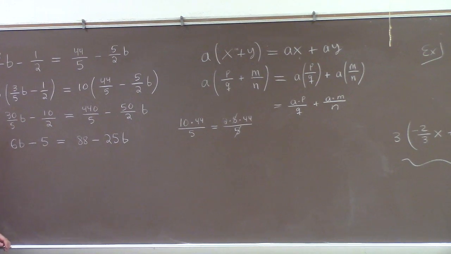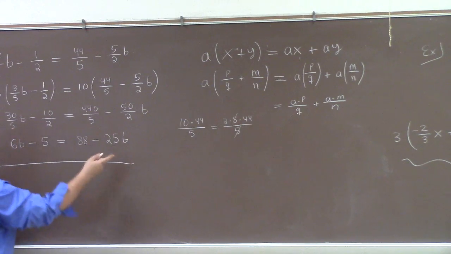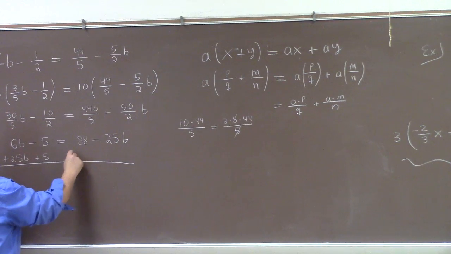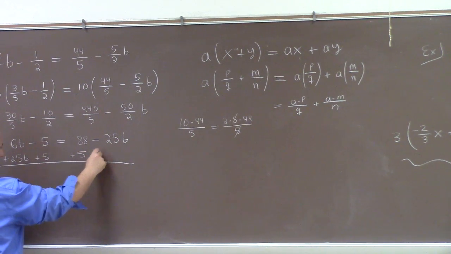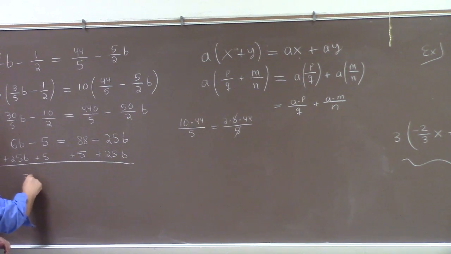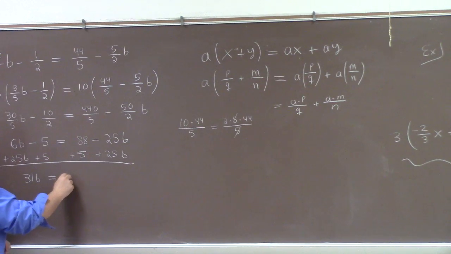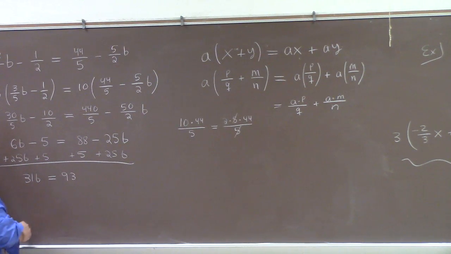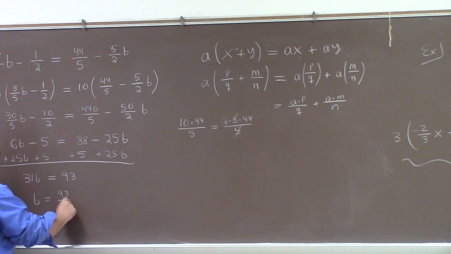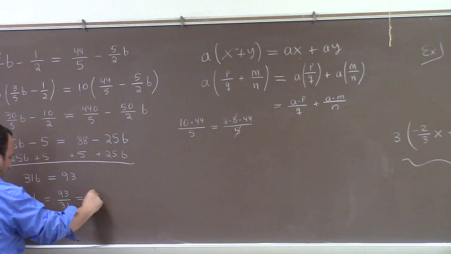All right. Great. Now, what do we do? Plus 5 on both sides. And I'm going to add 25b. So we get 31b equals to what? I think you're right. 93 divided by 31 is 3. Yep.